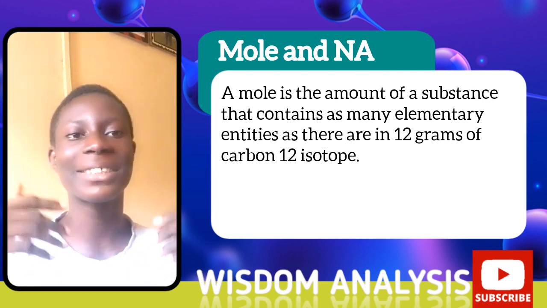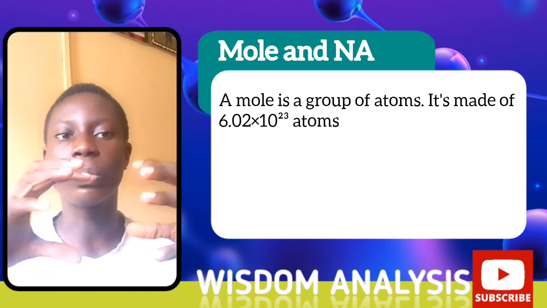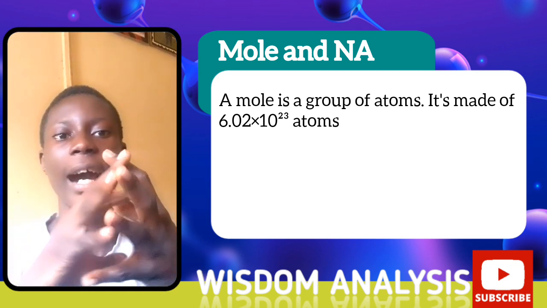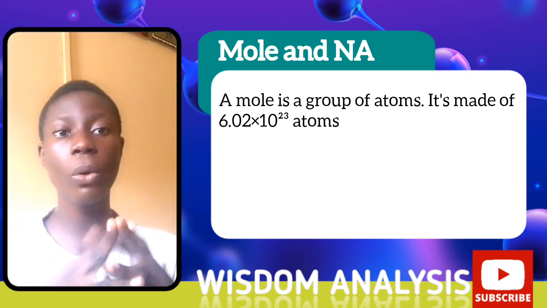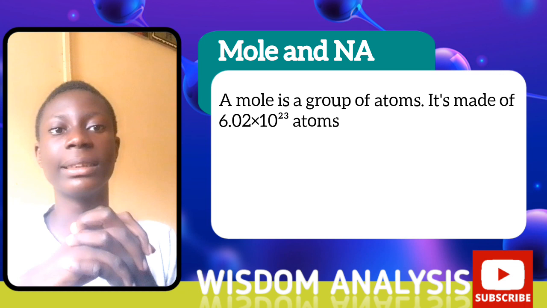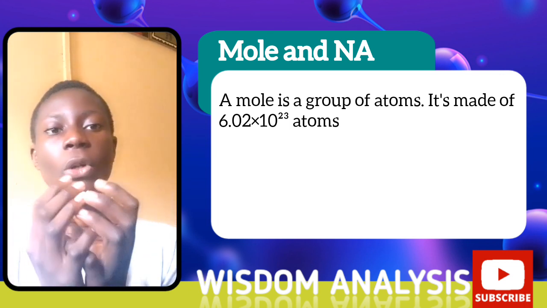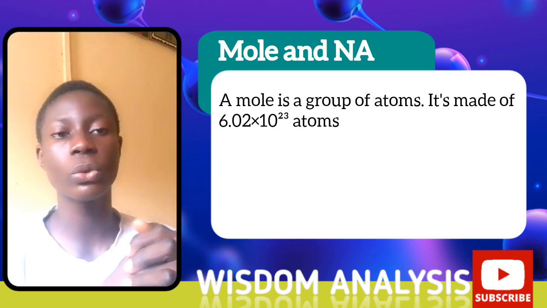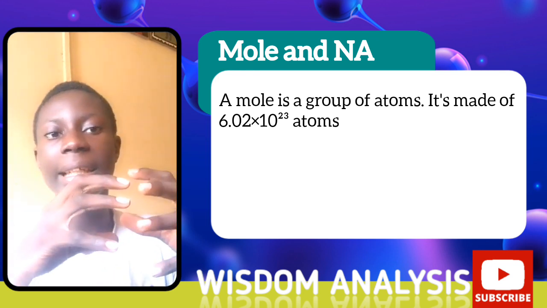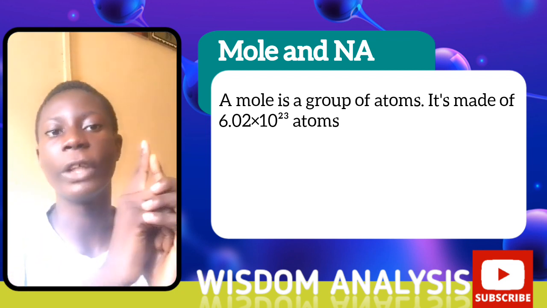Okay, all right, so I'm going to give you a simpler definition. A mole is just like a group of atoms. Just understand it that way, a group of atoms. So a mole is just a group of atoms that come together. A mole generally contains 6.02 times 10 to the power 23 atoms. So these are the number of atoms that come together to form 1 mole of a compound.